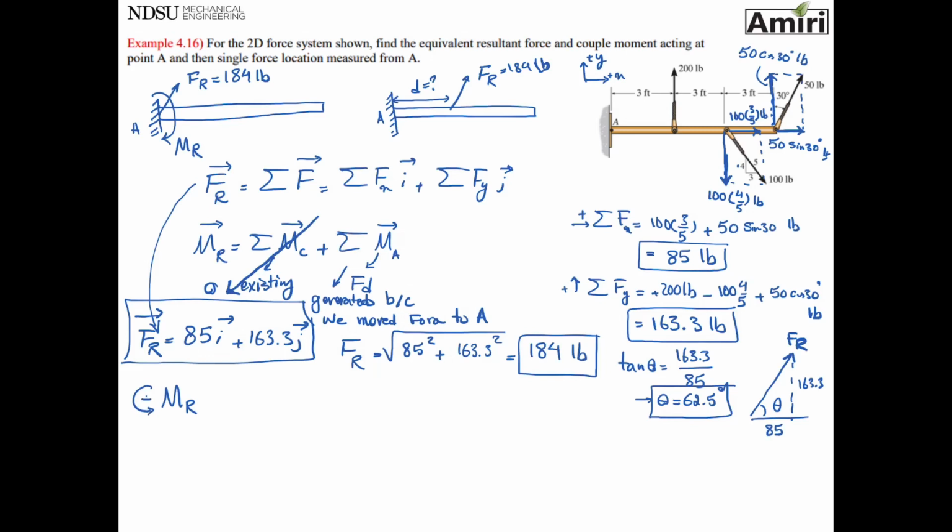I'm going to take this rotation direction to be positive. So whatever rotates counterclockwise, I'm going to put a plus next to it. Let's just start with the first force. It is 200 pounds, and the perpendicular distance between point A and the line of action of that force is 3 feet.